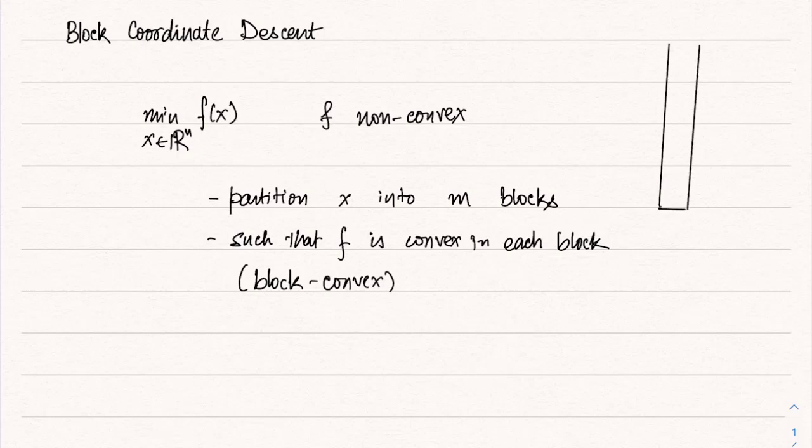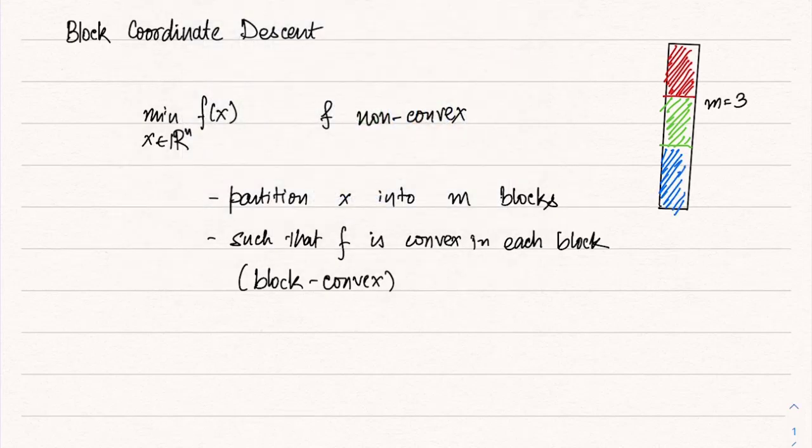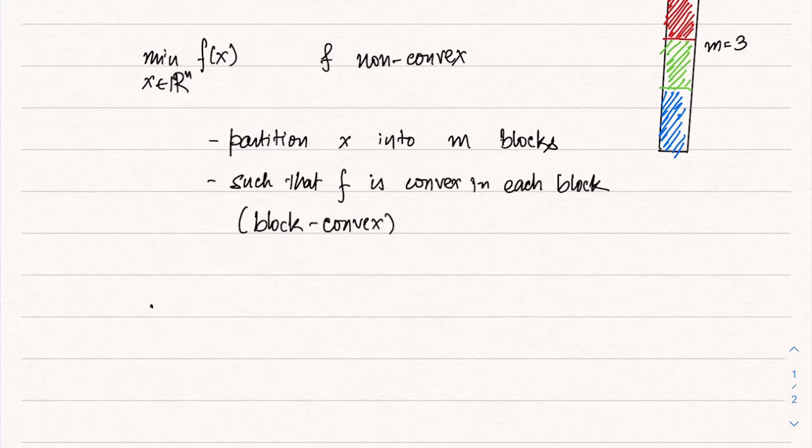So let us say this is the vector x, then some of its coordinates are separate as depicted as red, and some are green and some are blue. So these are the three partitions. So here m is equal to 3. Now what we can do is we can write this problem equivalently as f of x1, x2, x3, right? And the minimization is with respect to x1, x2 and x3.